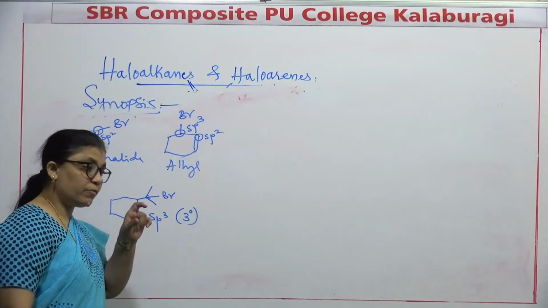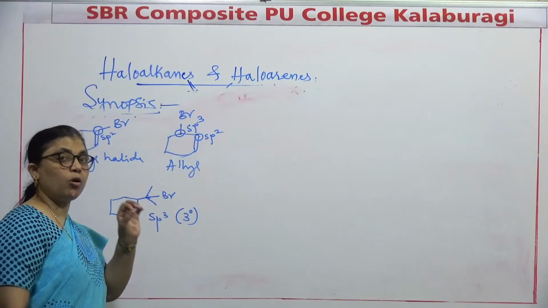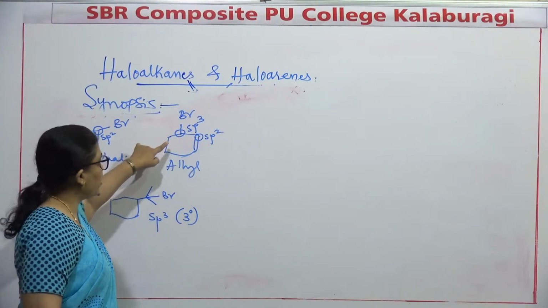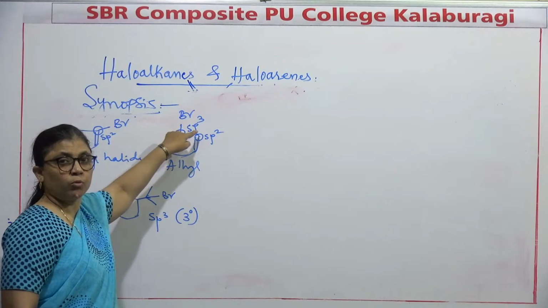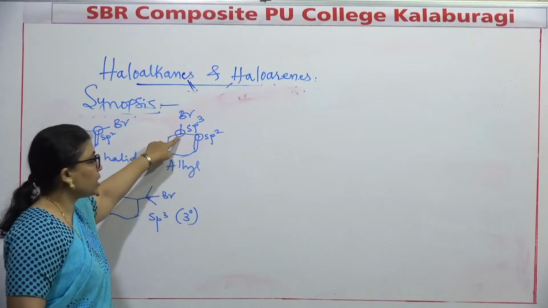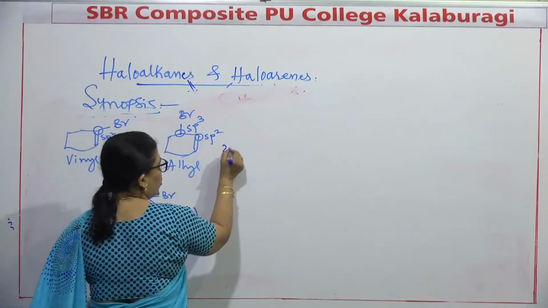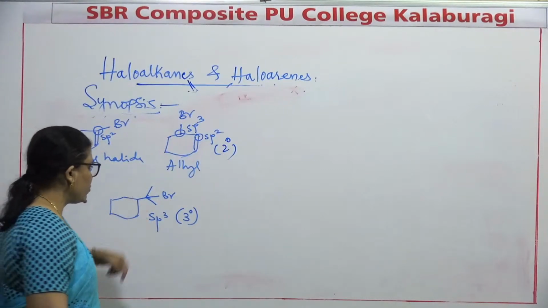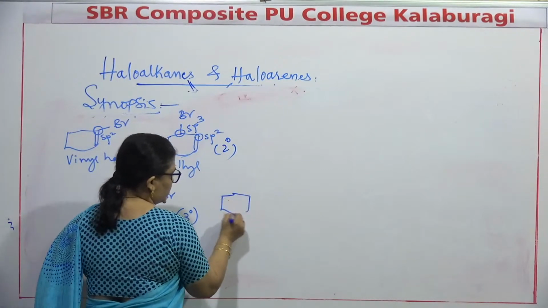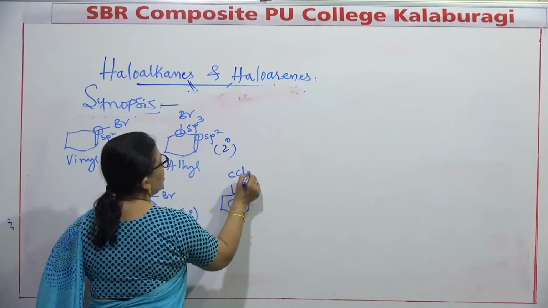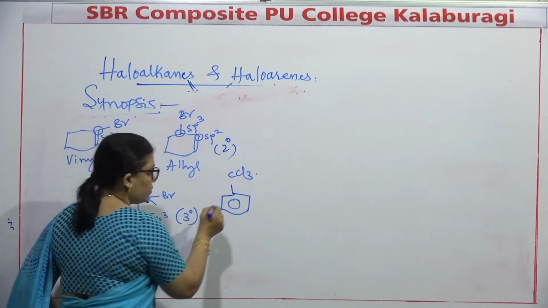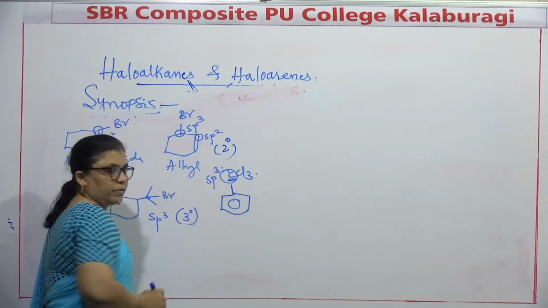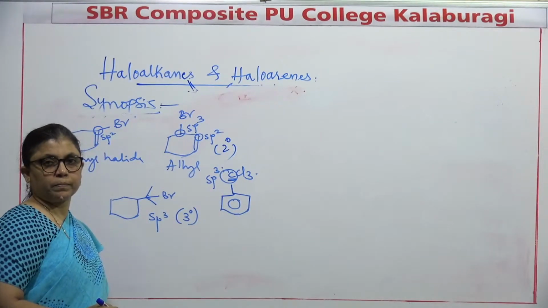That means whenever we are identifying the nature of the carbon atom containing halide, on 2 sides it is having 2 carbons, so how many hydrogens are there? 1. It is called secondary. Like this we can write with respect to CCl3, benzoyl trichloride. This carbon atom containing halide is sp3 hybridized.